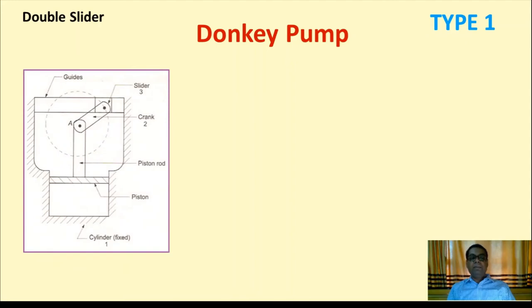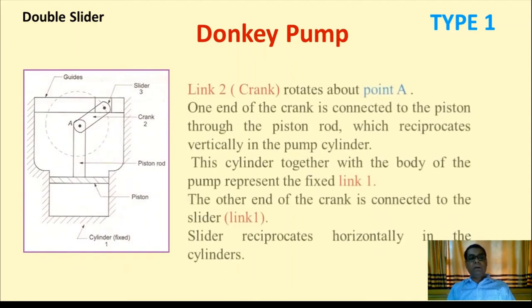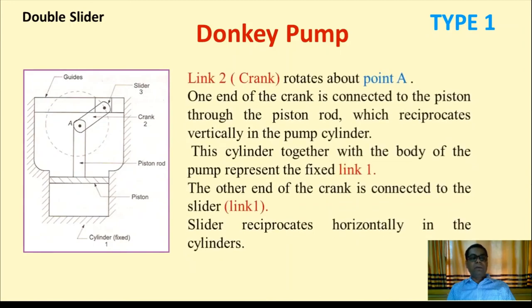You see that this is a figure. So over here the cylinder is fixed, there is a piston rod, a crank which is link number 2, a slider which is link number 3, and there are guides. Now the link 2 or crank rotates about point A. One end of the crank is connected to the piston through the piston rod, which reciprocates vertically in the pump cylinder. The cylinder together with the body of the pump represent the fixed link 1.